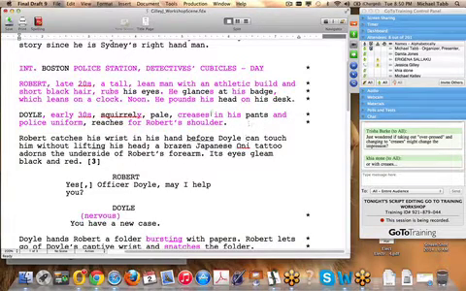Okay, reaches for his shoulder. Robert catches.